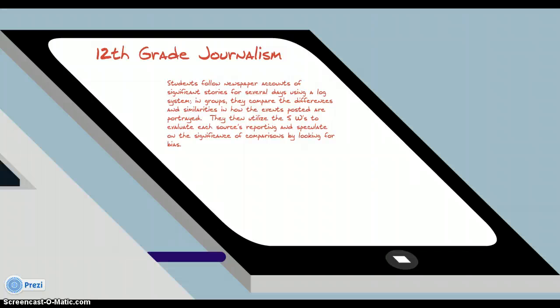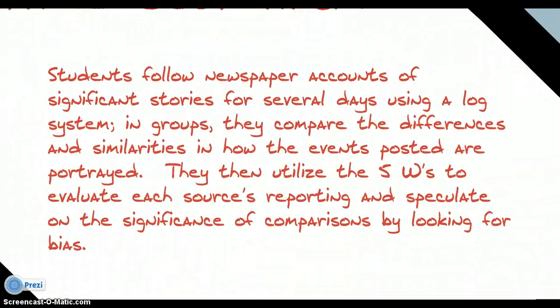And lastly, 12th grade journalism. So English is one of those classes where this seems like it would be easily adaptable into the content, and there are various ways that you could go about doing this, but this is an idea from the 21st Century Skills website. Students could follow newspaper accounts of different stories using a log system, and basically this lesson is geared around bias and deciding through the 5 W's whether each source is reporting different stories about the same issue would have bias or any kind of significant comparison in the reporting.